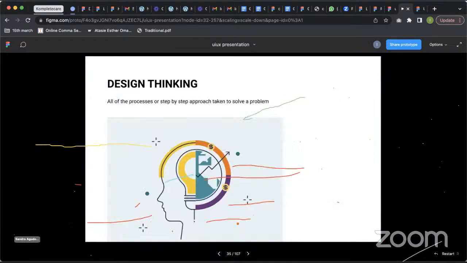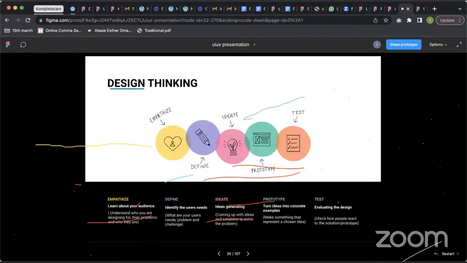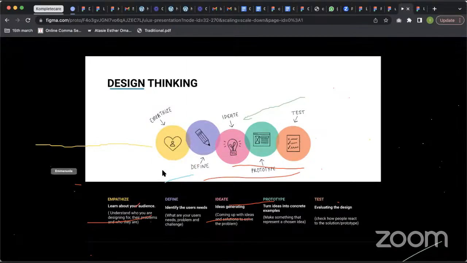I'll just move fast. So design thinking, what is design thinking? In long and short words, design thinking is all of the processes, or the step-by-step approach you take to solve a problem. And I'm going to show you guys these steps very fast. This is one thing that every designer should know.